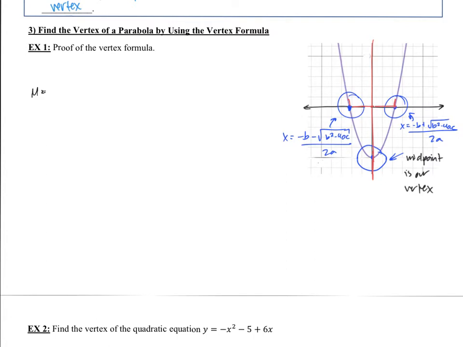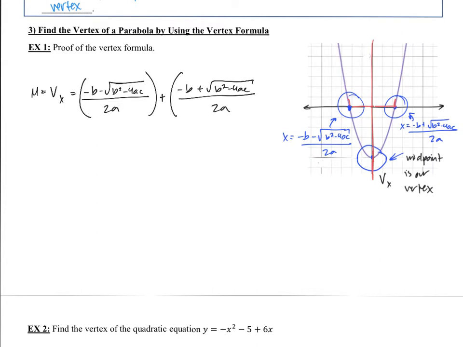So let's take that back. A way I label it is v sub x. That's the x value of my vertex. That's going to be the midpoint of my 2 x values. So let's add those up. Negative b minus the square root of b squared minus 4ac all over 2a, plus negative b plus the square root of b squared minus 4ac all over 2a. Because remember, I'm taking the x1 value right there, and then the other x value right there. To find the midpoint, add them up, and then divide by 2. This looks hideous, but don't worry, it'll get a little better.